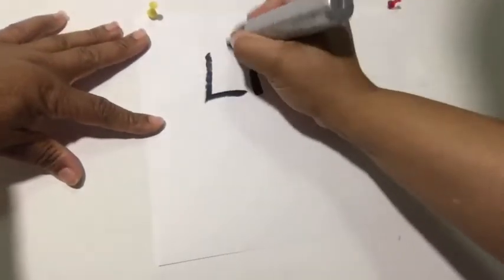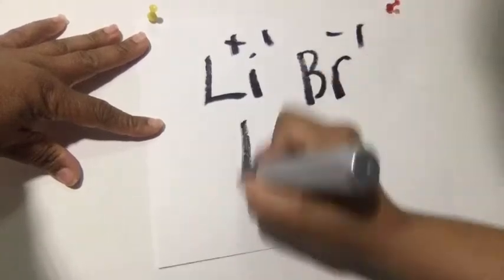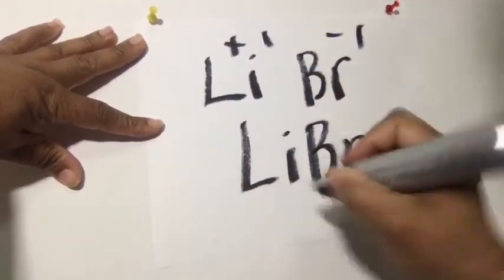Next, this is called the crisscross method. Take the Li plus 1, Br minus 1. And when we crisscross 1 and 1, we just get 1 to 1. Boom. That's all we need to do. Next.